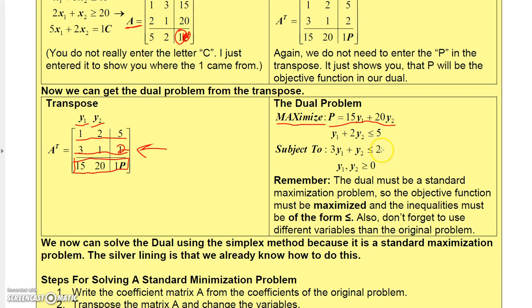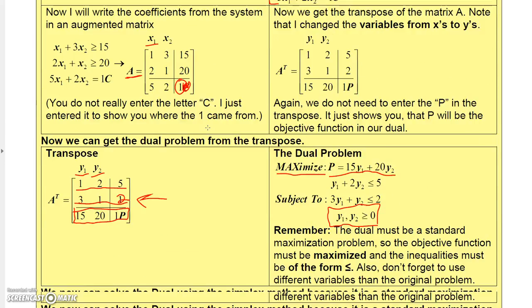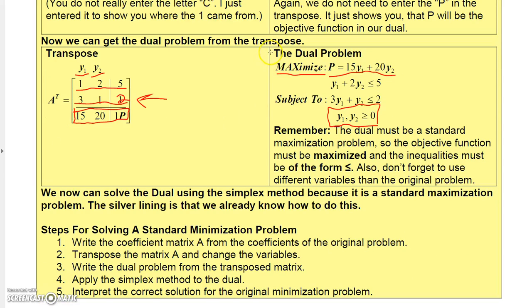Okay, it's right over here though. So 3y1 plus y2 would be less than or equal to 2. Now the other thing you don't want to forget is your variables y1 and y2 also have to be non-negative. So if I were to give you this problem here and ask you just to convert it to its dual, you would go through these steps, but your answer would be everything that's in this rectangle here. That would be the dual problem.